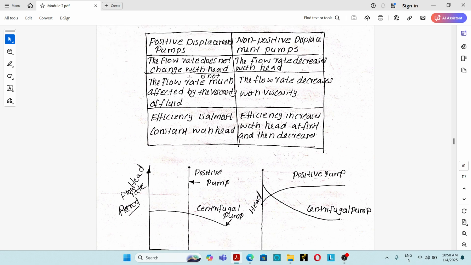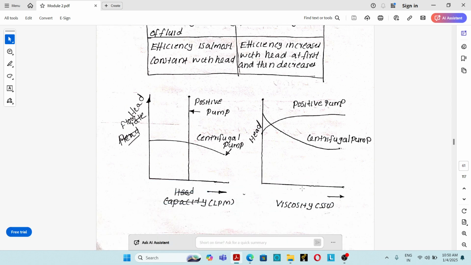And the second point: the flow rate is not much affected by the viscosity of the fluid in the case of a positive displacement pump. The flow rate decreases with viscosity in the case of a non-positive displacement pump. So this is the viscosity-head graph. In a positive displacement pump, the flow rate is not affected by viscosity. It will be constant. But in a non-positive displacement pump like a centrifugal pump, when the viscosity increases, the flow rate or head will decrease.